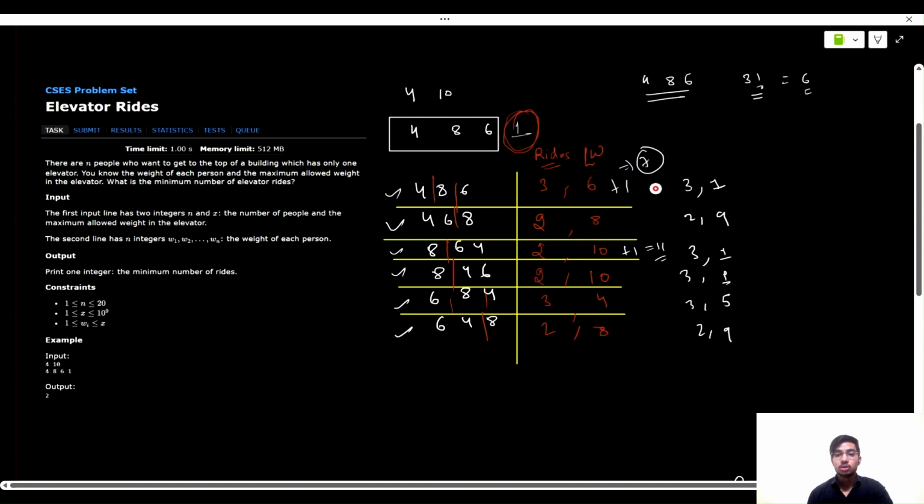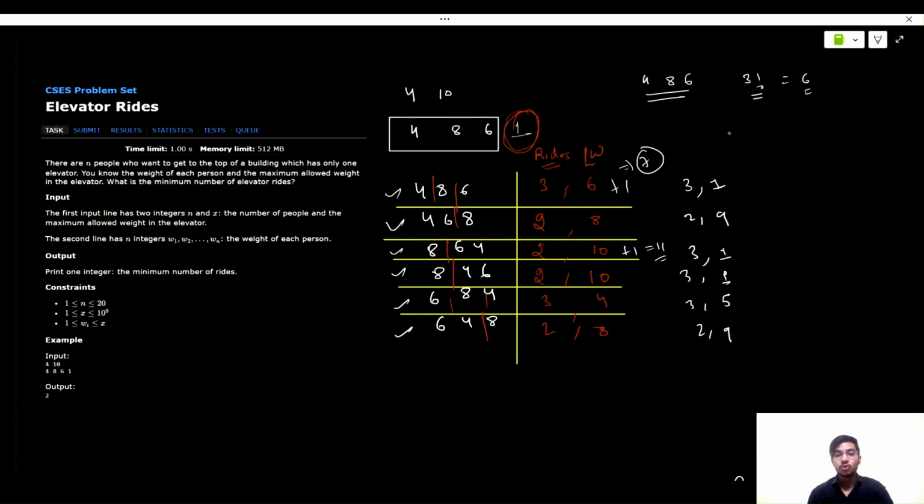Now by using this, what is the observation that we can make? To find the answer for the next state, you just need two pieces of information from the previous state, that is the number of rides and the last weight. So how many subsets are there? There are 2 raised to the power n subsets. So you have to process only 2 raised to the power n subsets.